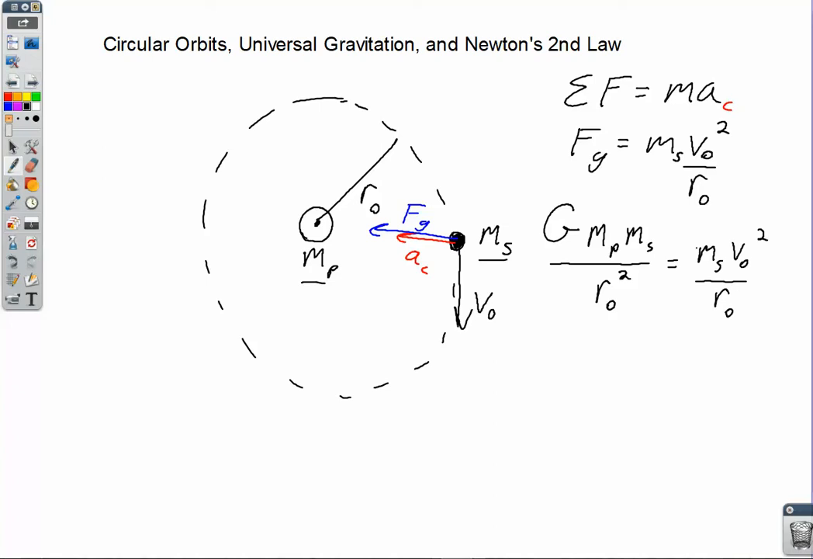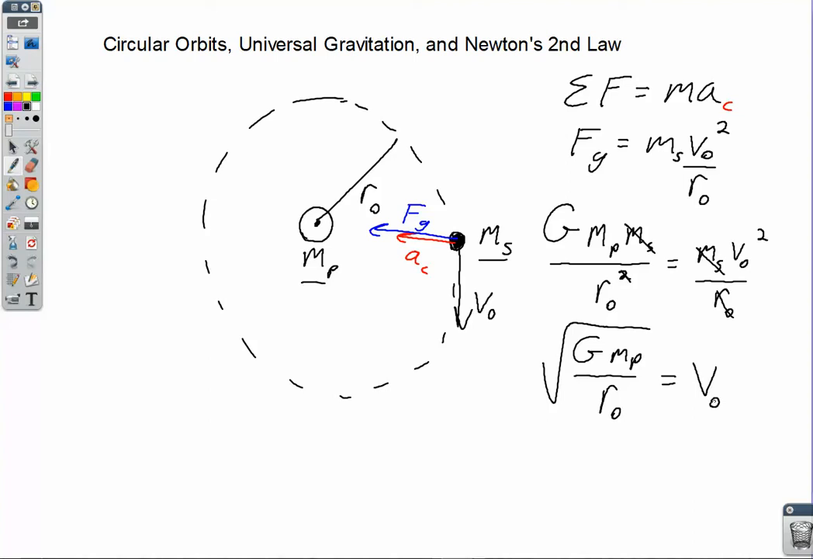We have mass of satellite on both sides. The mass of the satellite doesn't matter. This is why an astronaut outside the International Space Station is orbiting at the same speed as the International Space Station, even though the International Space Station is way more massive. And we get one of our radii to cancel. So doing some simplification by taking the square root of both sides, we get a great equation. That big G times the mass of the planet divided by just the orbital radius will give us the orbital velocity. That's pretty handy. So it'll tell us how fast the satellite needs to be going in order to orbit at that radius.